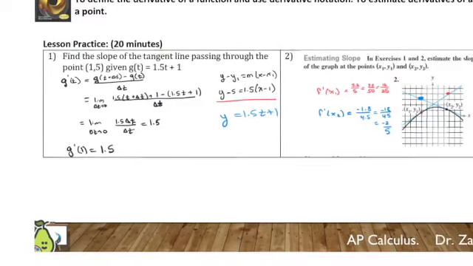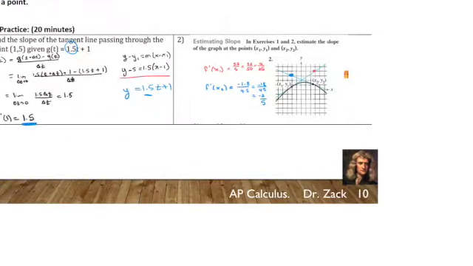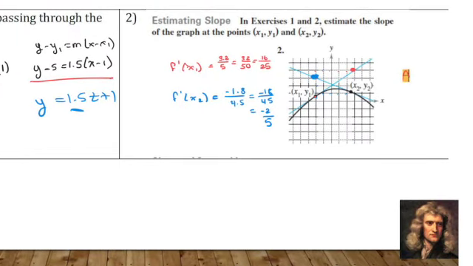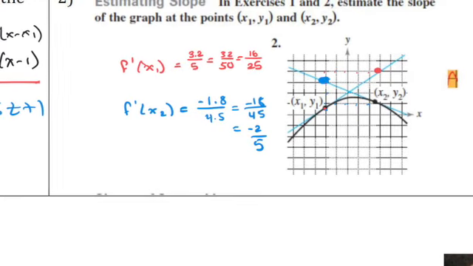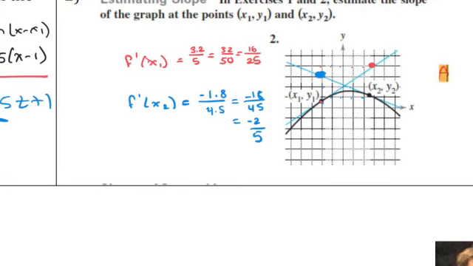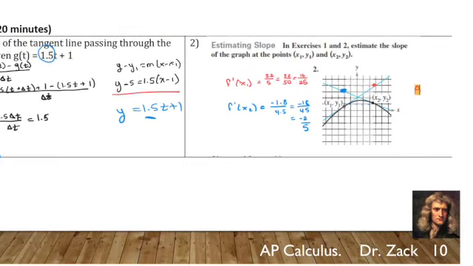All right, so after you did all the work for number 1, did you notice that the slope that you came up with is 1.5, which kind of makes sense since you're finding the slope of a linear line. So the slope of a line that's linear is going to be just the slope that you see. Now for number 2, you probably had to do a little bit of estimating in order to figure out the slope of the graph through the points x1 and x2, but estimating is just fine.